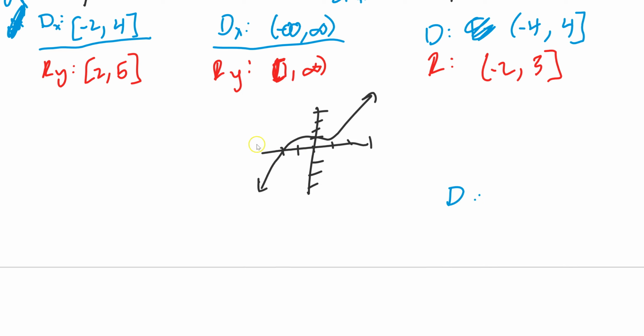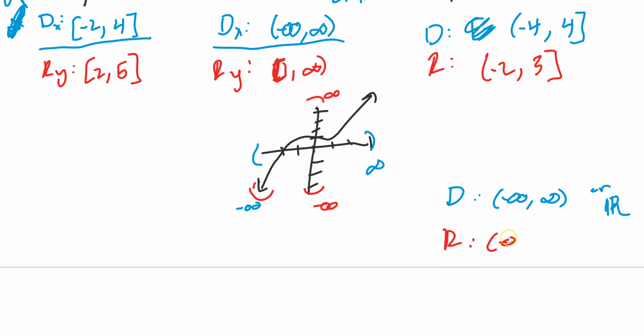Domain, farthest left, I see an arrow, so negative infinity. Farthest right, I see an arrow again, so positive infinity. Also known as all real numbers, so you can write the little all real numbers symbol. The range is low to high. Lowest I see is an arrow, so negative infinity. And the highest I see is also an arrow, positive infinity. Or all real numbers. And that's going to happen if it's an odd degree function: it's always going to be negative infinity to positive infinity in both directions, because that's how the graphs roll.